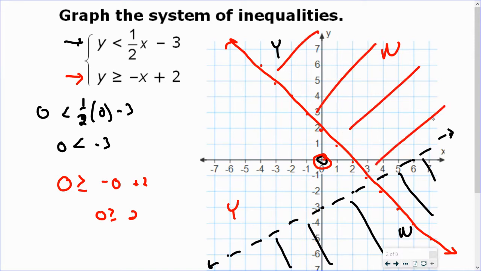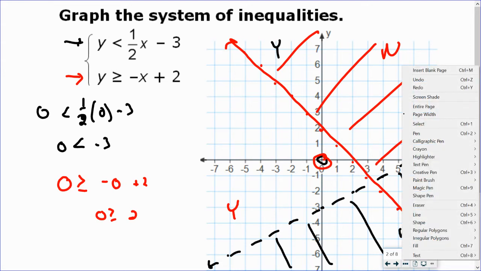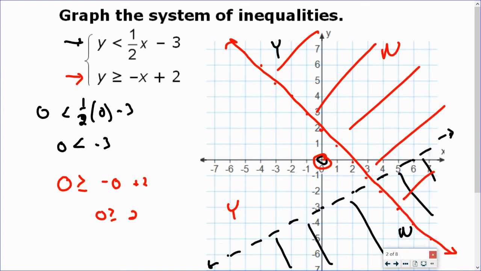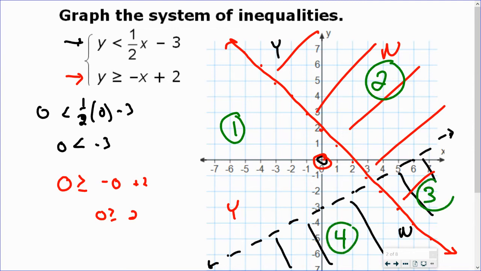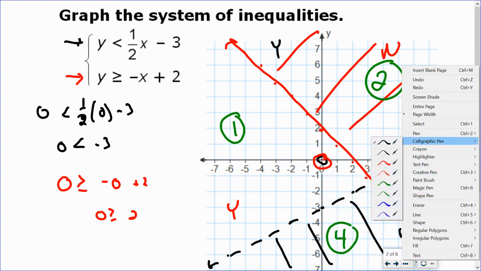So I'm going to shade this way. Again, I want to control my shading. Now, here's where the rubber meets the road for this one. I want to find where both of these are true. So I have region 1 here, 2 here, 3 is right here in this corner, and 4 is here. And the question comes, where are they both true? Well, obviously, region 1 just doesn't make sense.